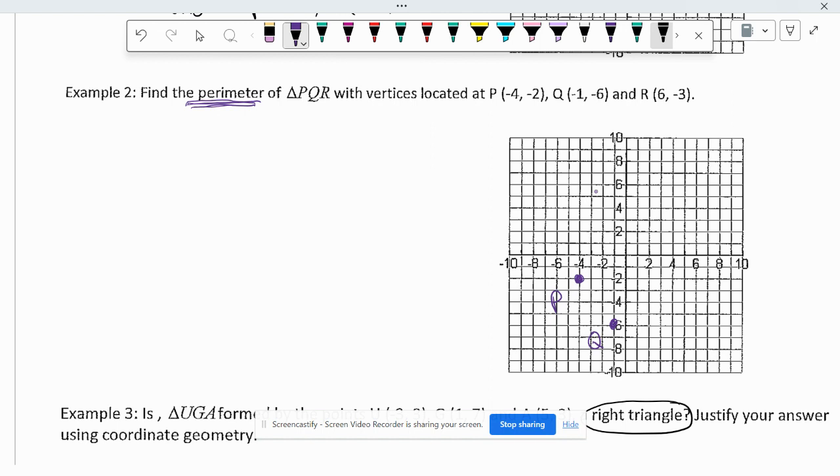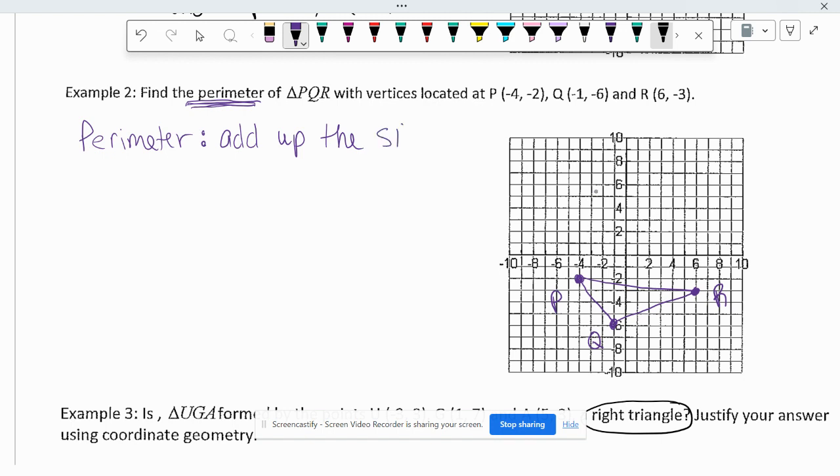And then R is 6, -3. Okay, so I am going to plot my points and connect my lines. So someone tell me, what does perimeter mean? Yeah, add up the sides.